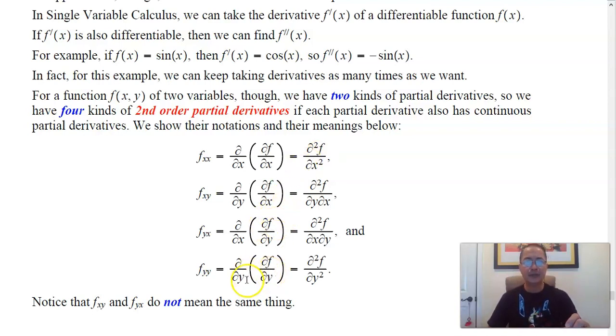So let's go down here. Same thing if you have partial f with respect to y, and then you take another derivative with respect to y. You get a symbol very, very similar to what we have up here.